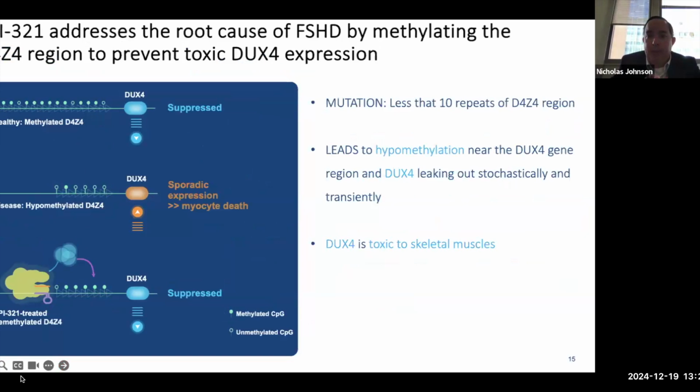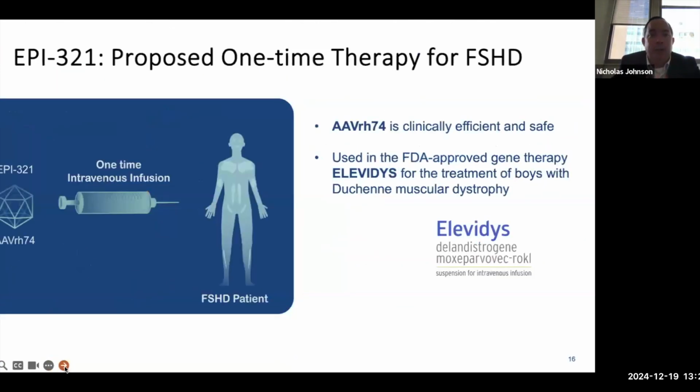And I meant to say at the beginning, I'm sorry about all of the technical jargon. Where possible, I'm trying to put us all on the same table. So as I said, this Epi321 uses the AAV RH74 virus. This is a virus that doesn't cause disease. It's been used in some of Sarepta's gene therapy programs like Elevidys for the treatment of Duchenne muscular dystrophy. So there's a very known safety profile.